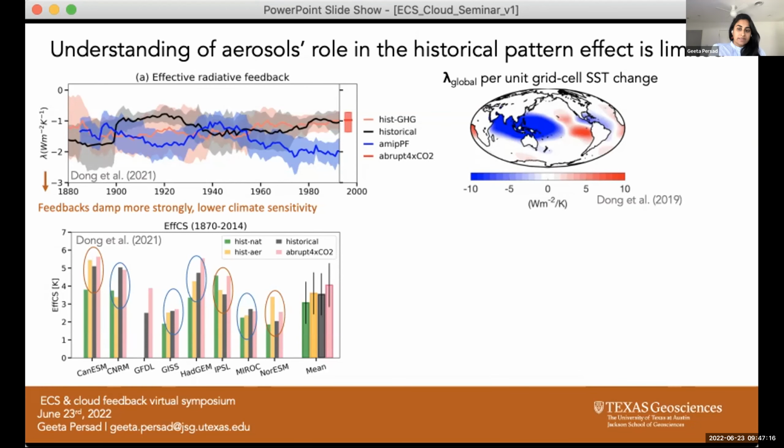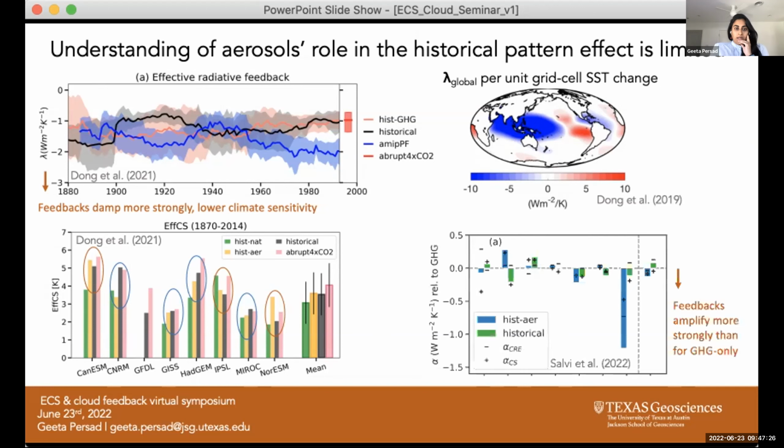In the multi-model mean, we think that there's slightly higher efficacy of historical aerosols compared to all historical forcings, but the uncertainty is large, right? And then even more recently, Pietro Salvi et al. did a more detailed CMIP6 multi-model comparison of the feedback strength here from historically fully coupled simulations in green. And then in blue is from the aerosol-only simulations. And now this is showing it relative to the strength of the greenhouse gas feedback. So downward here is feedbacks more amplifying than greenhouse gas only.